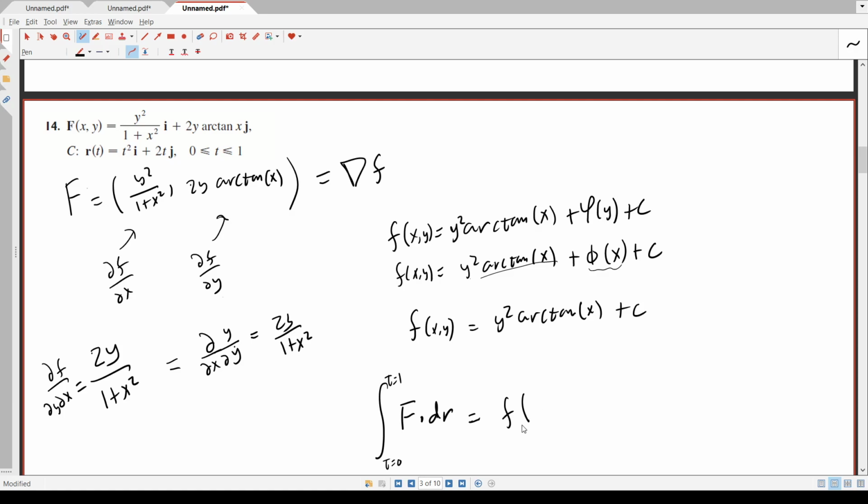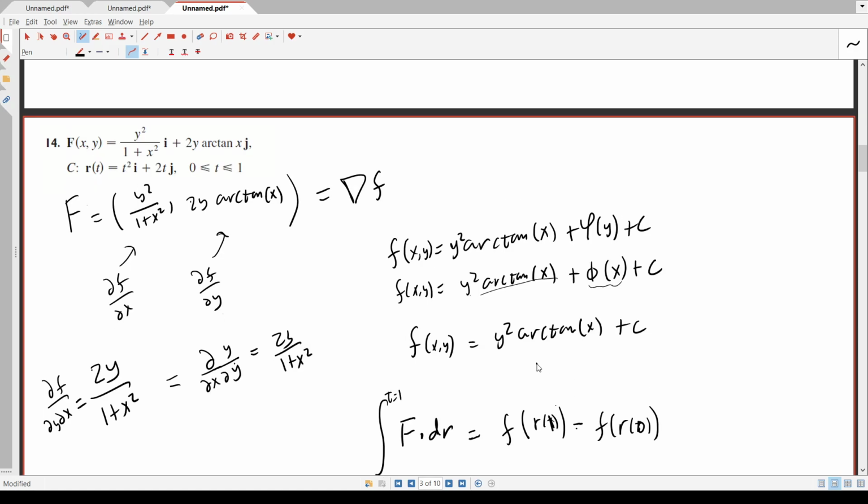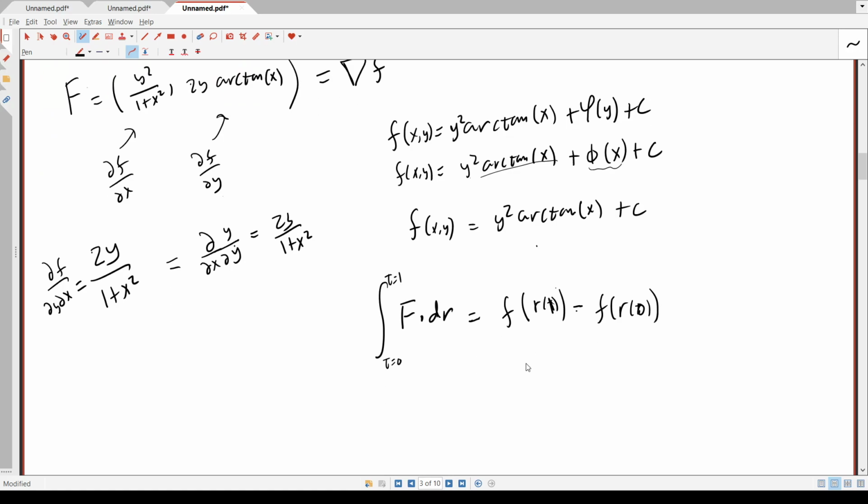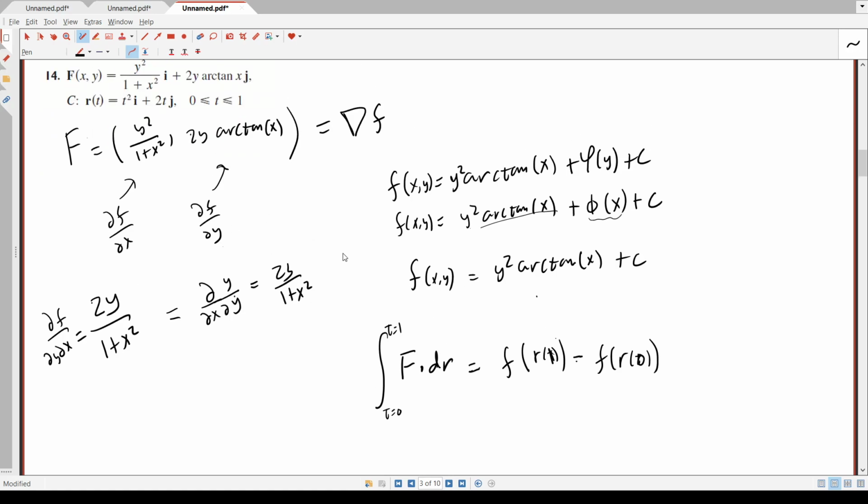Okay, sorry. So we have f of r of t. So I'm going to plug in, what is this? f of r of 1 minus f of r of 0. So this is 1. Okay. So I can do this. I can either plug t into r to get my x and y coordinates, or I can plug the x and y coordinates into here and then just plug in t as well. I think I'm going to do it the other way.